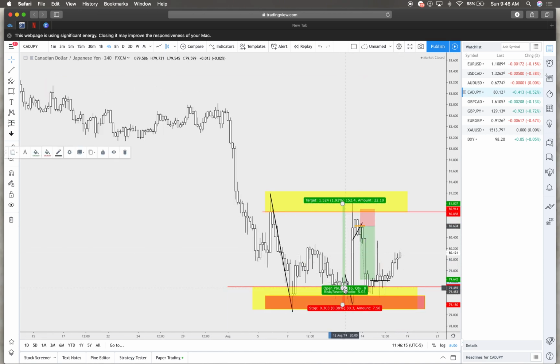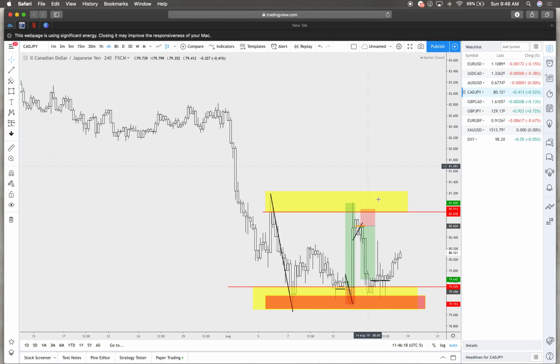So yo, hats off to anybody that caught this buy. Yo, this is a nice buy, 152 pips in like what, that 4 hour.